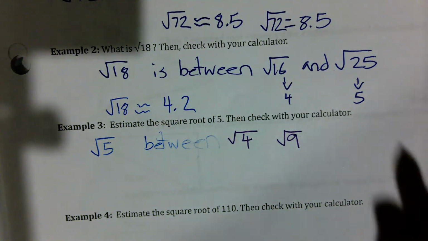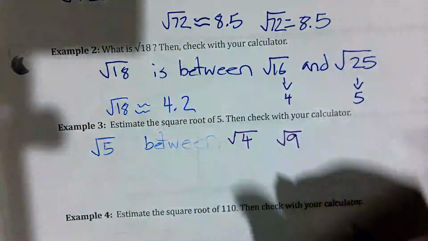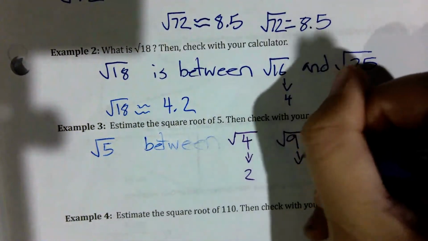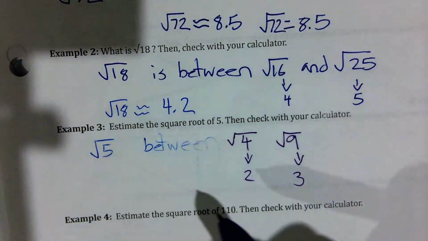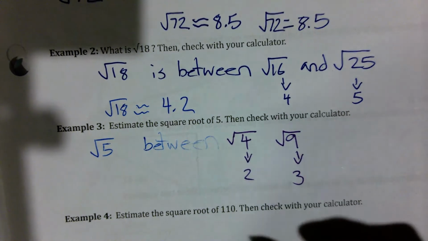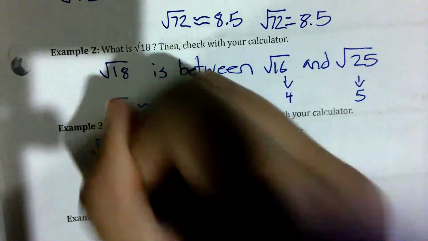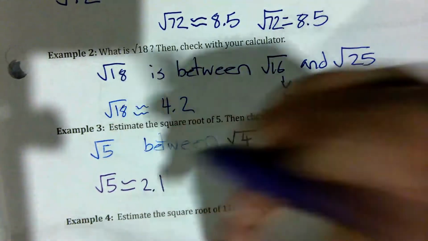But 5 is much closer to 4. So I'm going to estimate the square root of 4 is 2. Square root of 9 is 3. The square root of 5 is between 2 and 3. Pretty close to 4. I'm going to estimate the square root of 5 equals about 2.1.